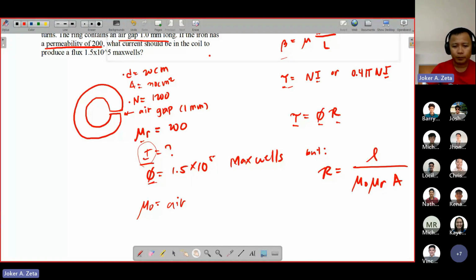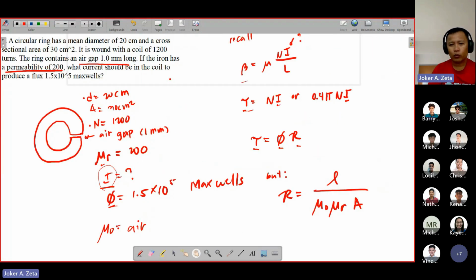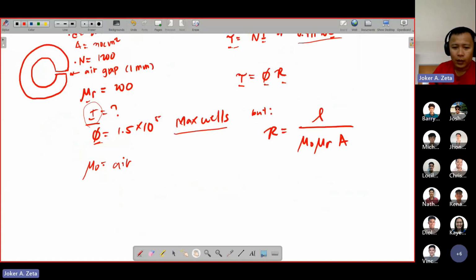Now, for this one, where do we solve it? Take note, we are given the flux in Maxwells. So let's just solve this problem in CGS all the way, since the flux is given in Maxwells. We have our formula for tau in terms of CGS. So CGS all the way.